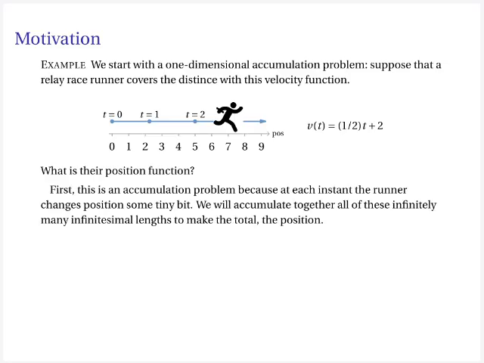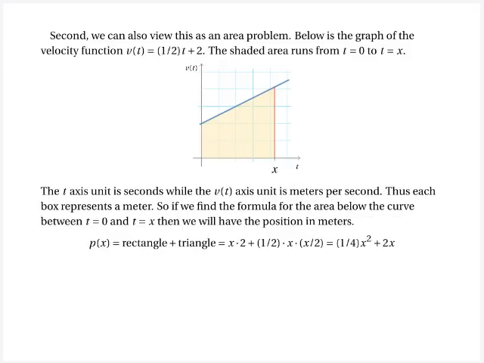Okay. So first of all, this is an accumulation problem because if you looked, for example, at time equals 2.51 and time equals 2.52, there is some tiny change in position that we're going to accumulate together, all of those tiny changes in positions, all of those infinitesimal lengths, to make the total ending position, P of t. So I'm accumulating them all together, and how do I know how much there is at any instant? The answer is the velocity, v of t.